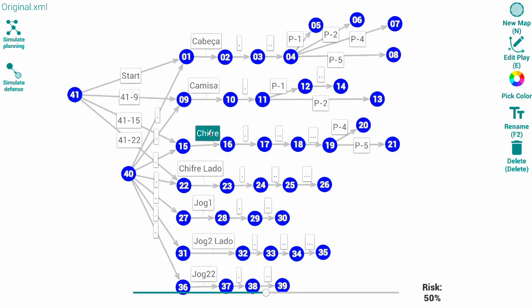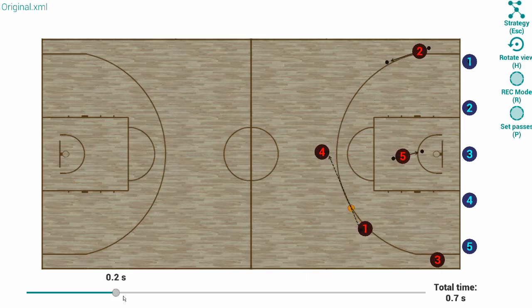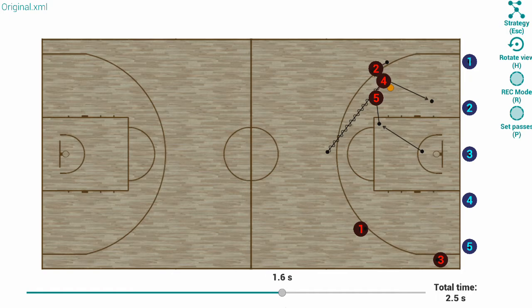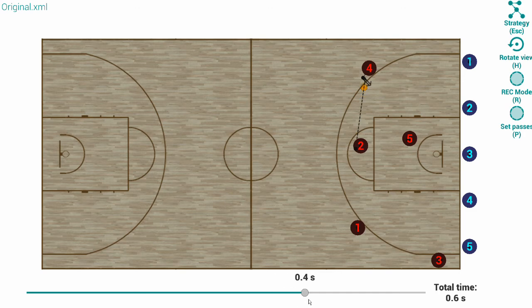Finally, just one more. Player 1 will walk all the way to the right with the assistance of player 5. Then he'll pass the ball to player 4, like so. And then player 4 will hand over the ball to player 2. And finally player 2 moves to the top of the paint with the screen by player 5. And finally passes the ball to player 4, who attempts to score.